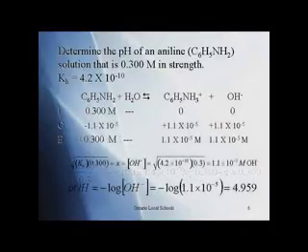Okay, we go ahead and solve for X, which is our concentration of hydroxide ion, by taking the square root of the product of the Kb value times 0.3. So the square root of the product of 4.2 times 10 to the negative 10th times 0.3 is equal to 1.1 times 10 to the negative 5th moles per liter of hydroxide ion. We can go ahead and fill out our table now.